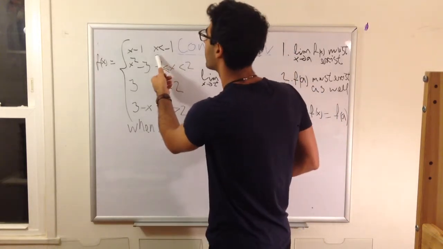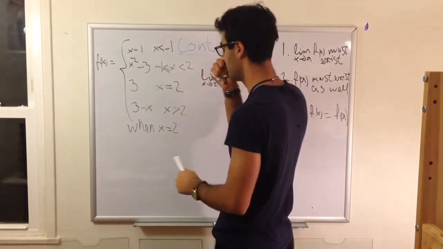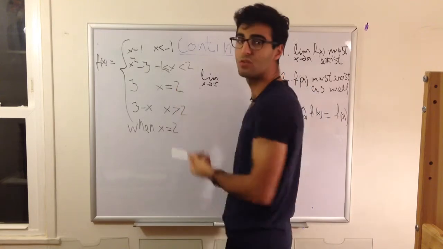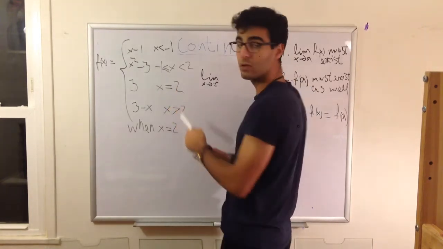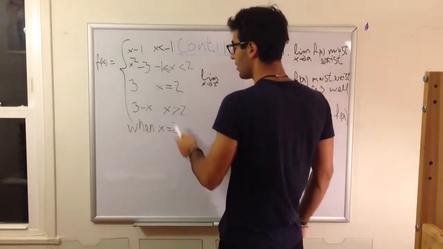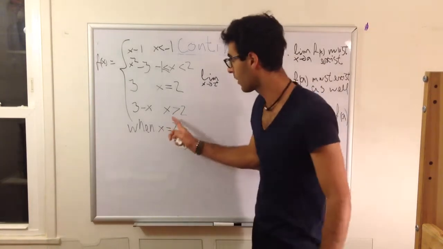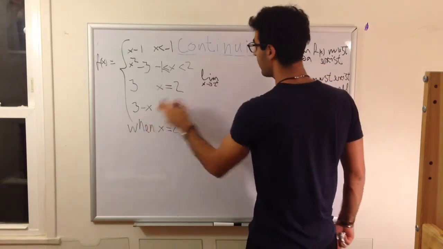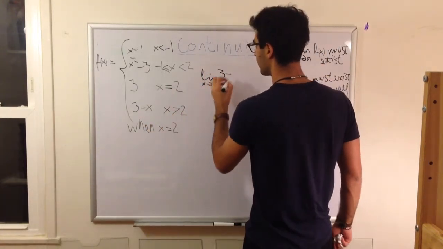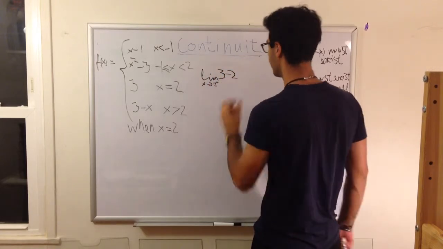Here we have x less than negative 1. Here we have x less than 2. Also not what we want. x equals 2, that's not good either. Here our x is greater than 2. This is what we want, because we're coming from the right side. So 3 minus x, 3 minus 2 in our case.